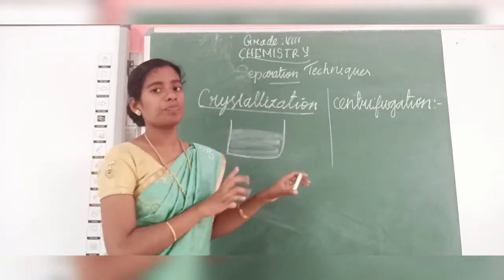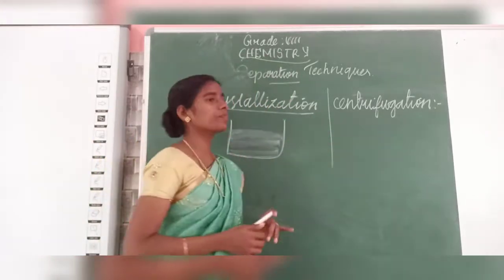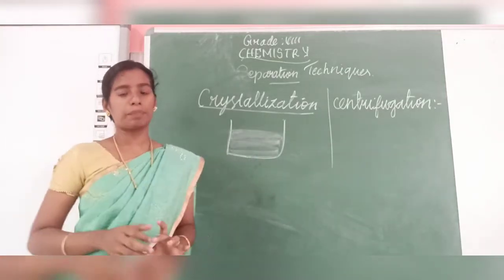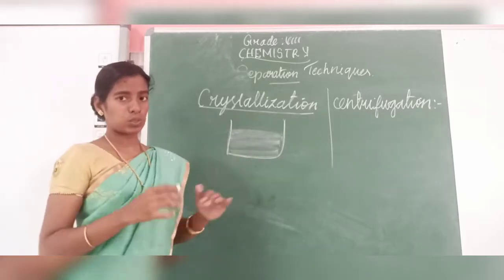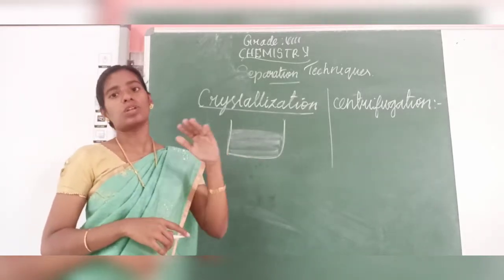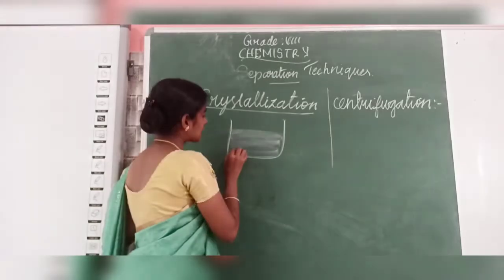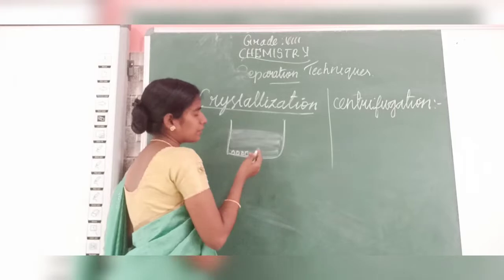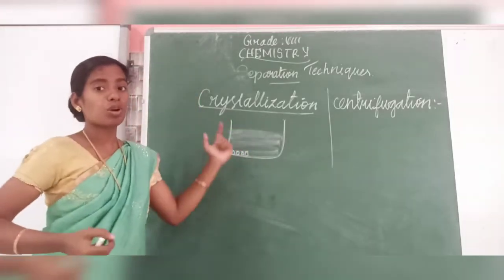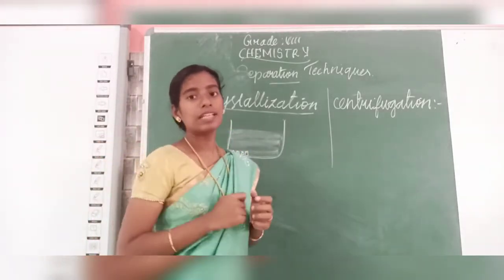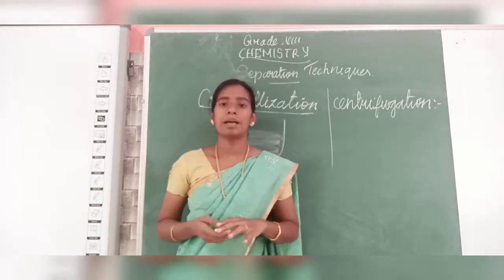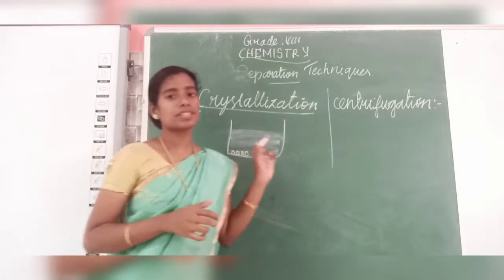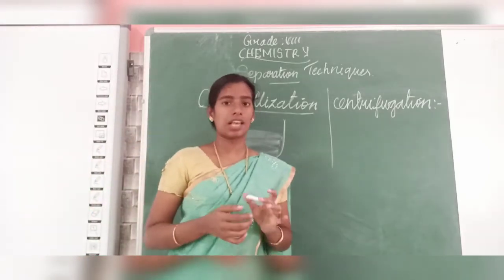Until then you have to warm it up, and now you have to allow this to cool. Keep this without disturbing it. When the solution is slowly cooling, the solid, that is sugar dissolved in this, will develop as small crystals inside this mixture, so that now you can separate these solid crystals from this solution. This is nothing but crystallization.